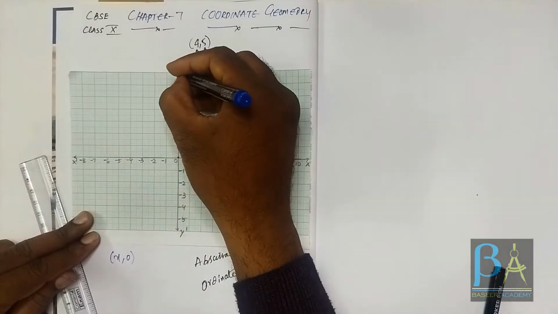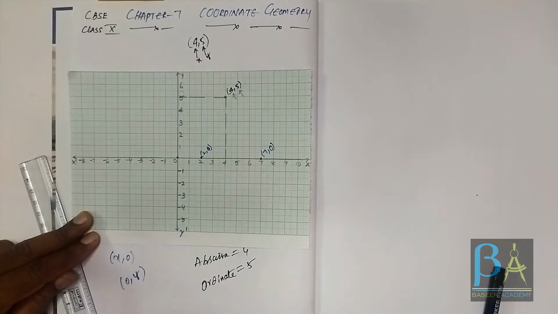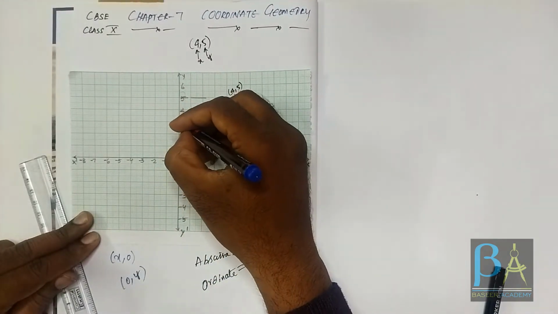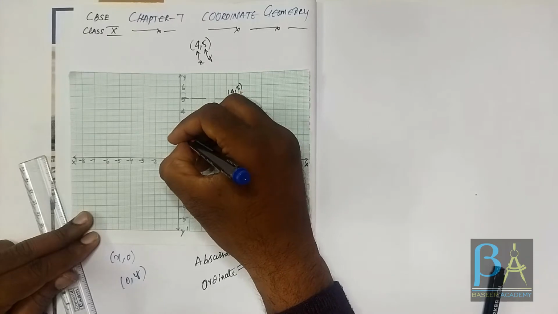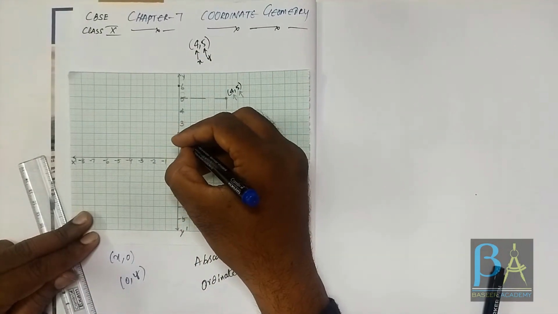Likewise, any point on the y-axis will be of the form 0, y. You can see for yourself, if I choose 2 points here, let me choose this point here, and then let me choose this point here. What are the coordinates of this point?